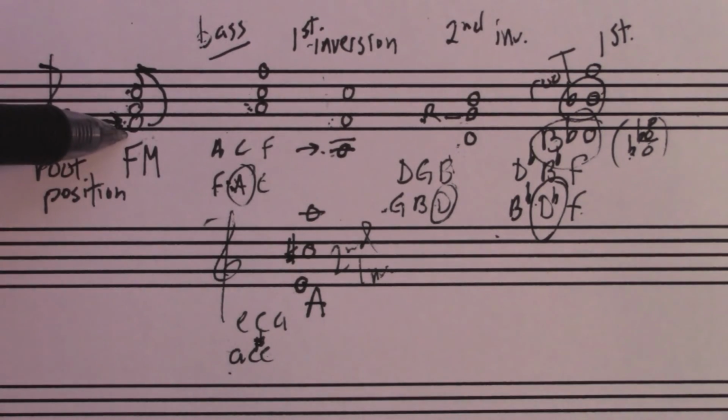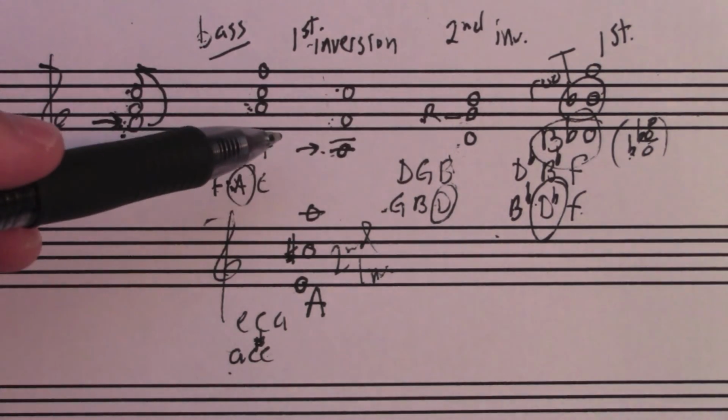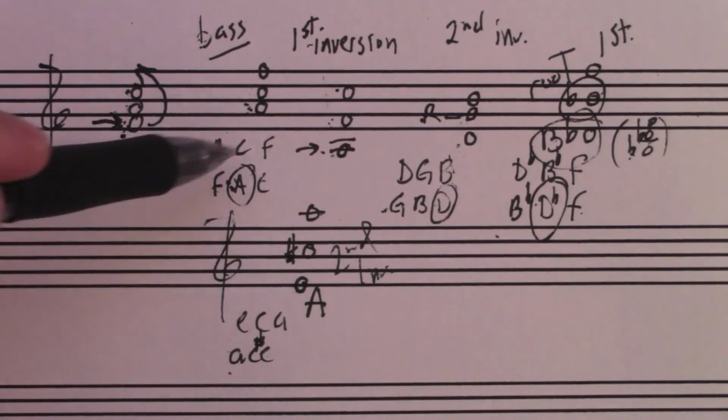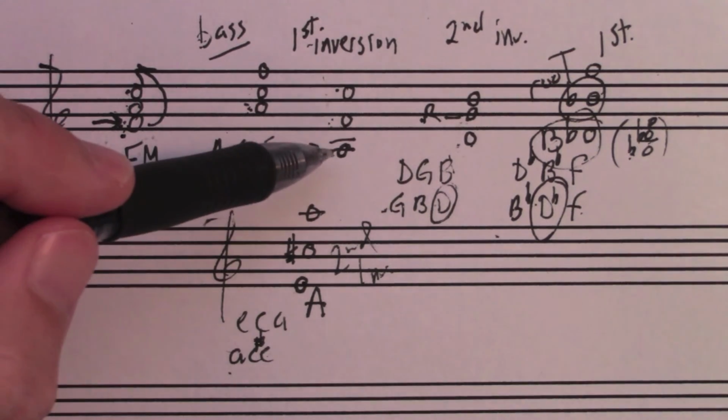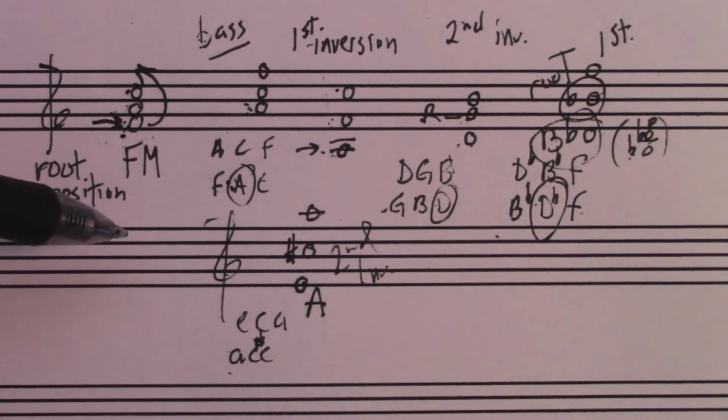So, root position, first inversion, second inversion. The only thing that really matters is what is the lowest note? What is the bass note? Is it the root, the third, or the fifth? And that's all there is.